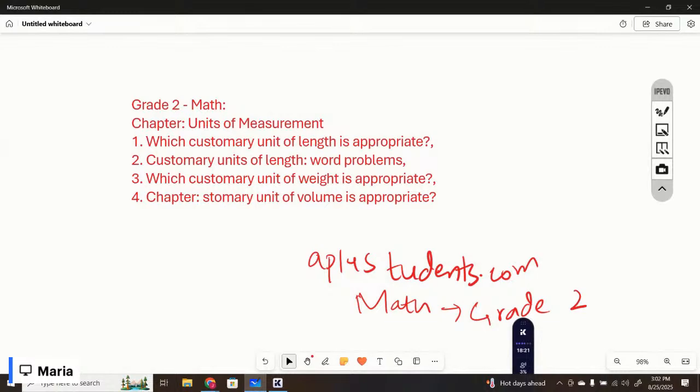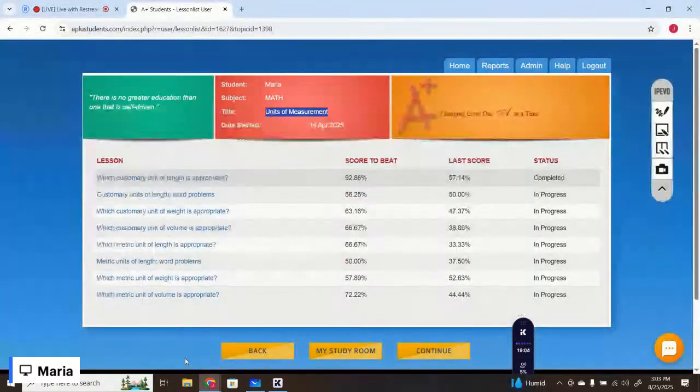The lessons we're going to cover today are which customary unit of length is appropriate, customary units of length word problems, which customary unit of weight is appropriate, and which customary unit of volume is appropriate. So please make sure you have your notebook and pencil, examples and definitions as well.